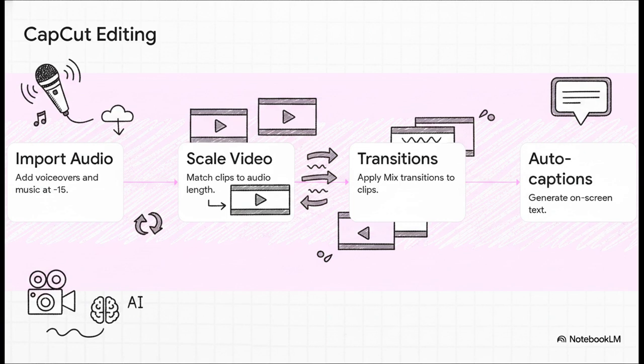Then you scale your newly animated videos to match the audio length. If a video clip is too short, you just copy it, paste it, and reverse it so it seamlessly loops. Apply a simple mix transition between all clips to make it flow smoothly, and hit auto captions to generate on-screen text. In just a few clicks, you literally have a professional-grade video.